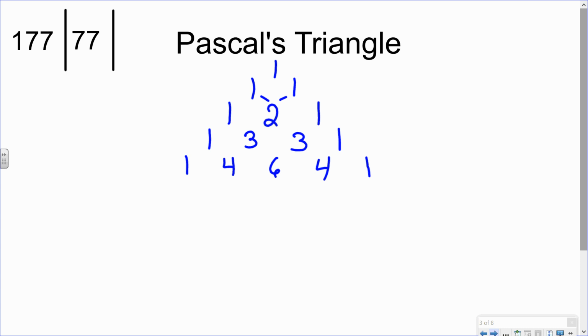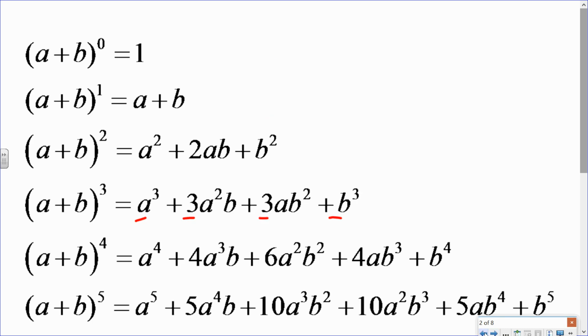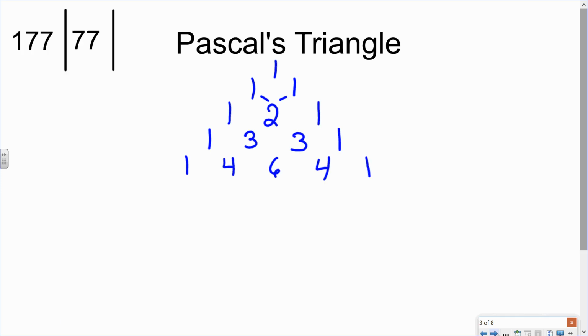If I go back to my fourth power expansion, it starts with 1, 4, and then 6, 4, 1. So it does match the pattern that we just wrote down. Next one should be 1, 5, 10, 10, 5, 1. Let's see if that's what we get. Add a 1 on each end. What's 1 plus 4? 4 plus 6. 6 plus 4. 4 plus 1. So we did get those numbers.